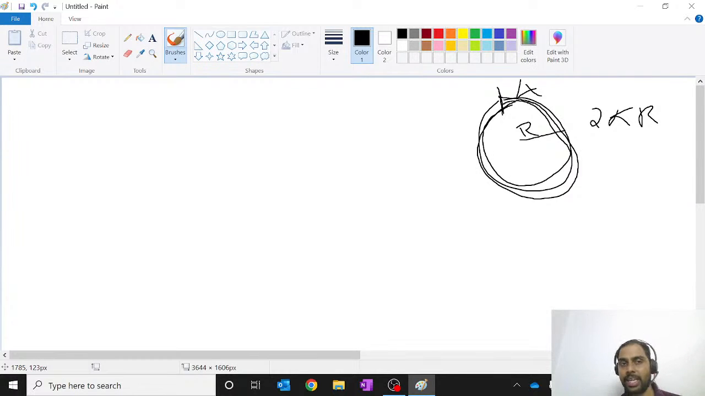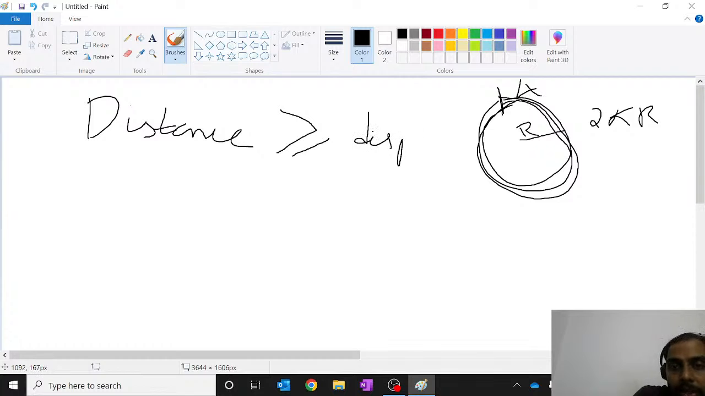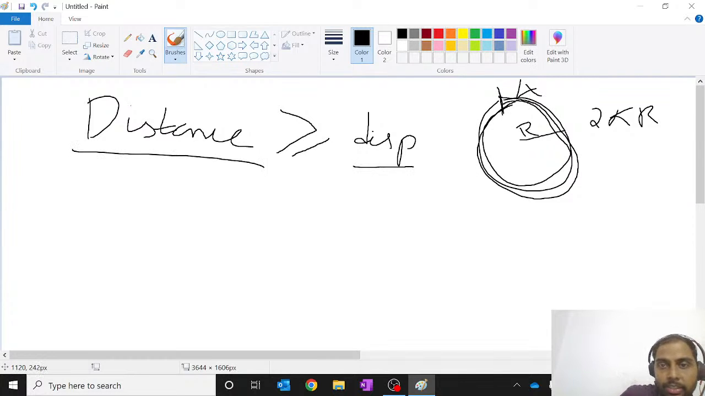Now from the above two scenarios, can I conclude that, irrespective of the situation, distance is always greater than or equal to displacement? There can never be a scenario where your displacement is greater than distance. Why? Because displacement is the shortest path that you take. There cannot be a lengthier path than that, and if it is lengthier, then you are not going to call it displacement. Clear? So distance is always greater than or equal to displacement.